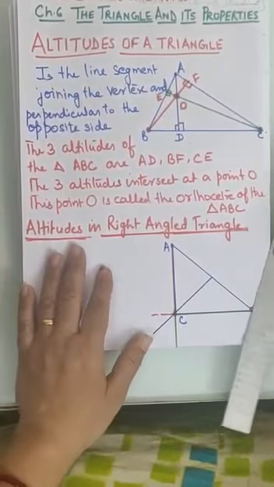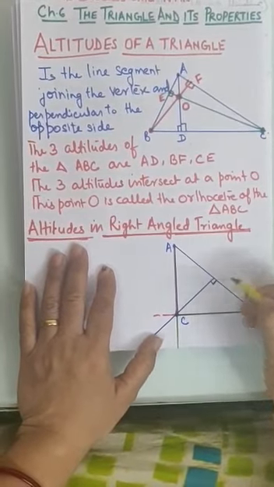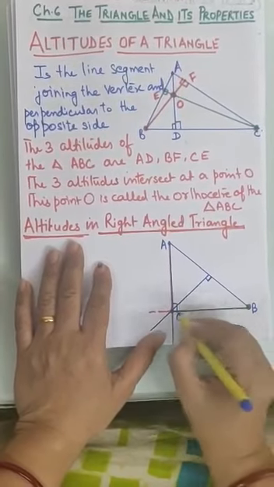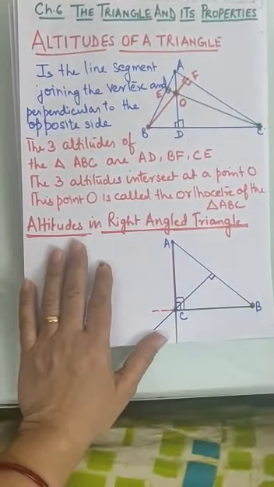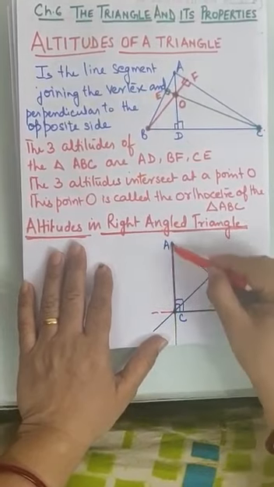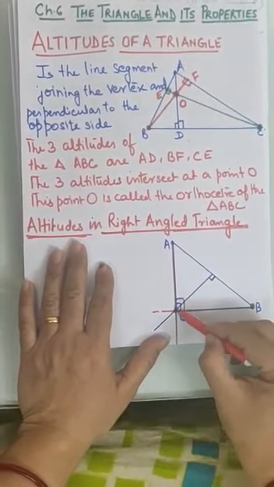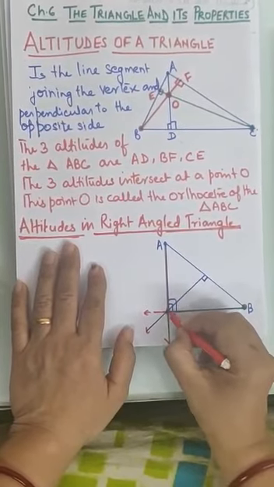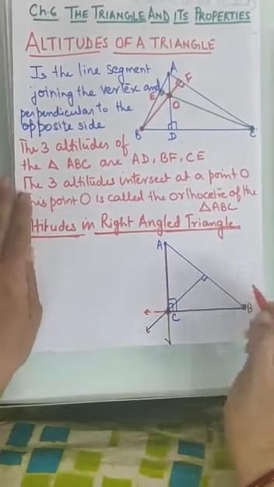Okay. See, this is the perpendicular. For this case, this is the perpendicular. And for this is the perpendicular. So what do we observe? That all the three altitudes meet at point C. So here C is the orthocenter of the triangle.